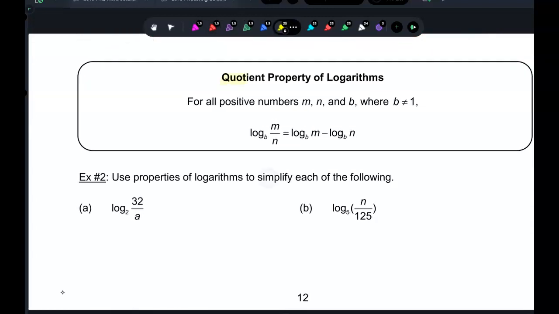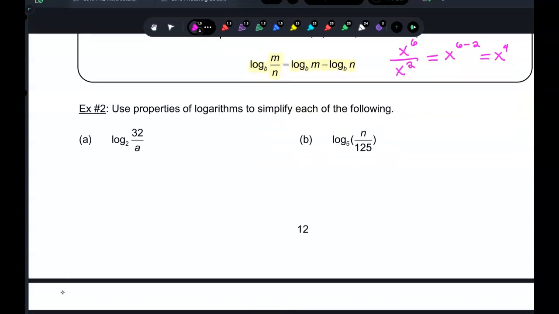Next, we have the quotient property for logarithms. So if we have log base b of m over n, that changes to log base b of m minus log base b of n. For example, let's say I had x to the 6 over x squared. So what do we do with the exponents? We subtract them to get x to the 4th. Same thing here. When we see a quotient, we are going to subtract the exponents.